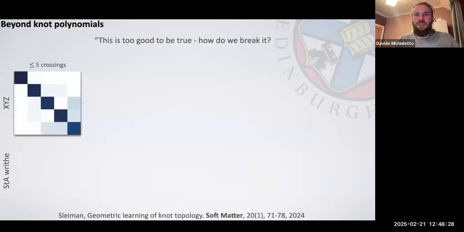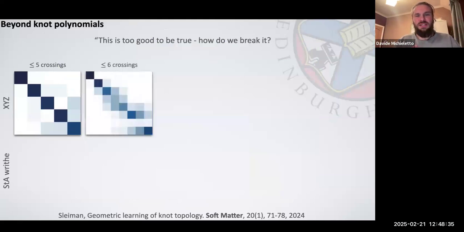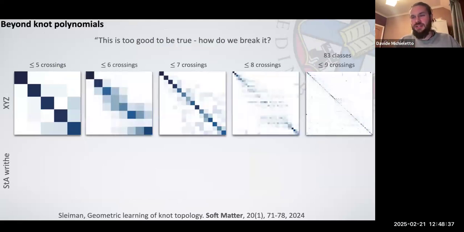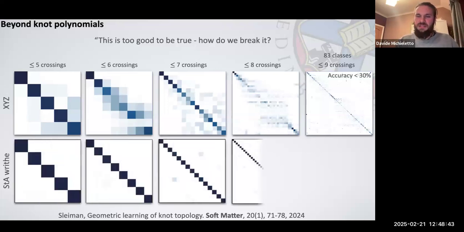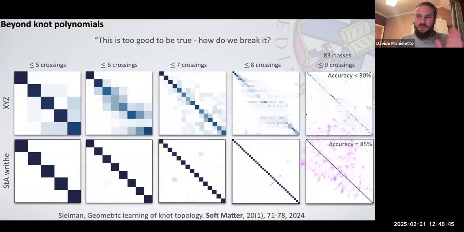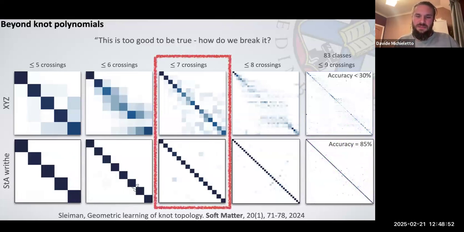Okay, so this is too good to be true. How do we break it? This is what I asked my students. So we started to increase the number of crossings: 5 crossing, 6 crossing, 7 crossing, 8 crossing, 9 crossing knots. XYZ gets accuracy less than 30%, so pretty poor. STA right stays pretty good, going down to 85% with 9 crossing knots, which is a lot of knots. But here we identified that at some point it starts to be confused between a 5-1 and a 7-2.